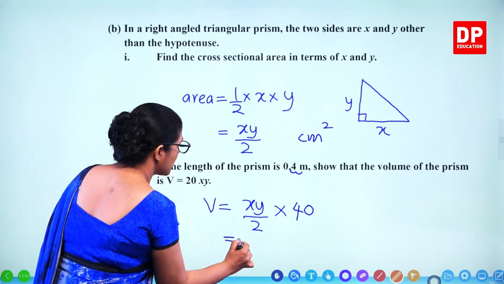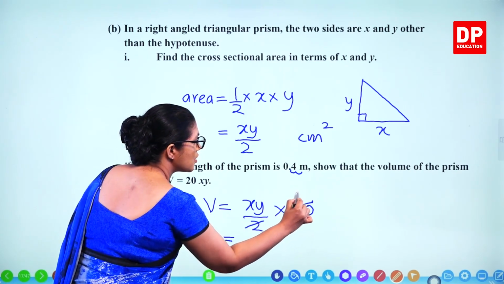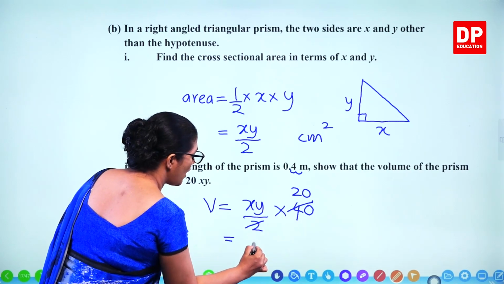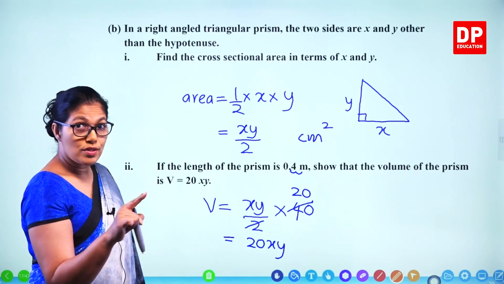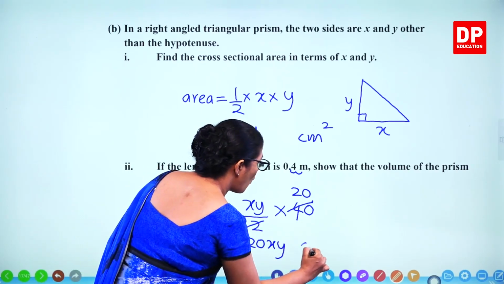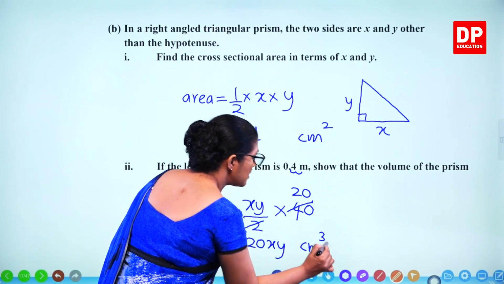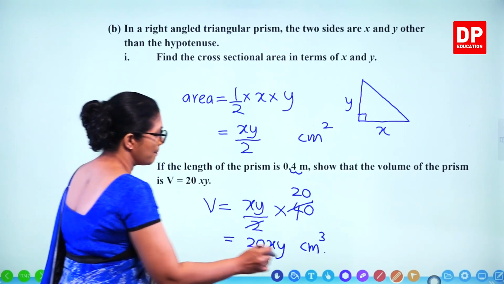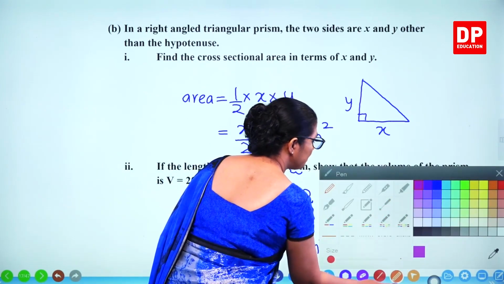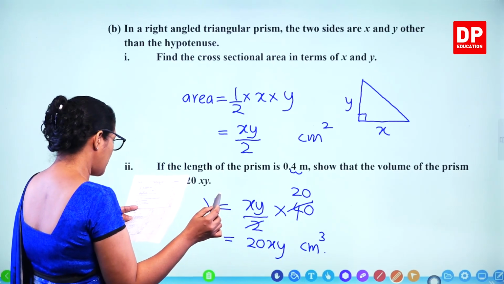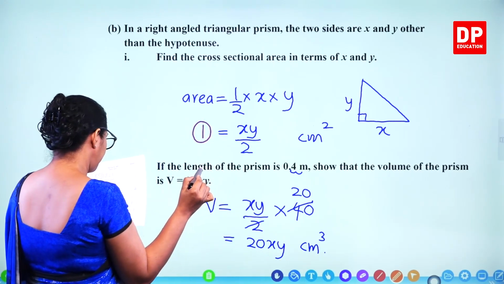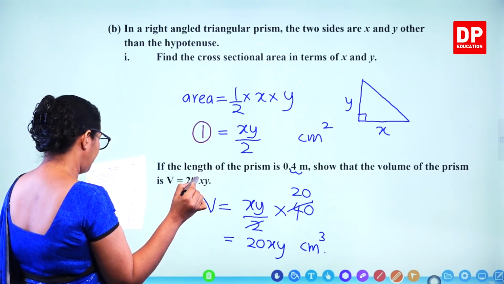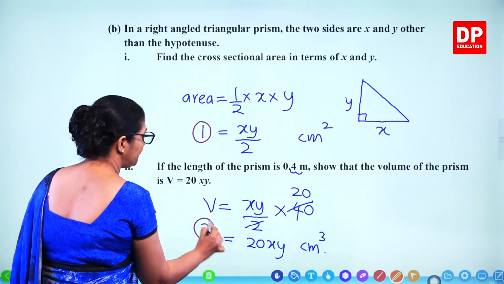So you get 40 times xy over 2, that is 20xy, because we converted everything to centimeters. So this volume is in cubic centimeters. So how many marks? 1 mark for this area and 2 marks for this volume.